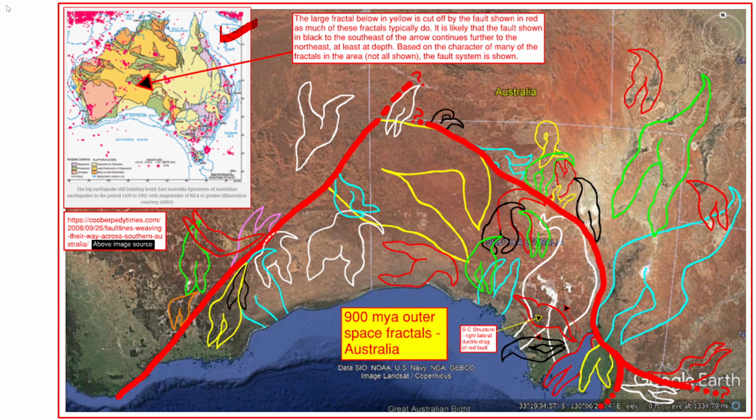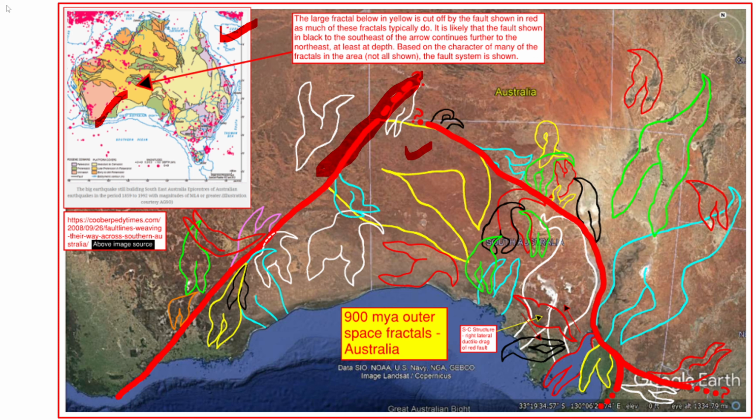As you can see on the insert, there's a fault here. So I'm saying in this text box, the large fractal below in yellow, which is this one I'm checking, is cut off by the fault shown in red, as many of these fractals typically are. It is likely that the fault shown in black to the southeast of the arrow continues further to the northeast. So this is where it continues, this zone, versus what's shown in the map. At least at depth it continues.